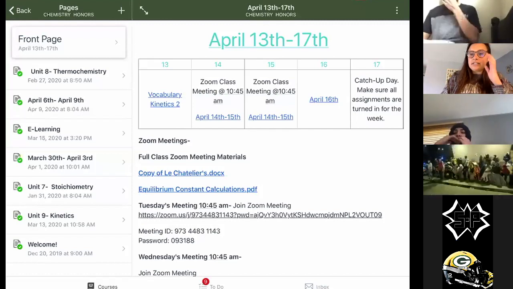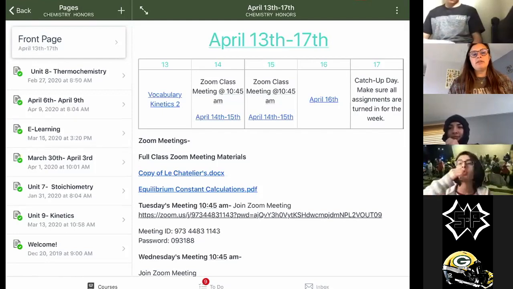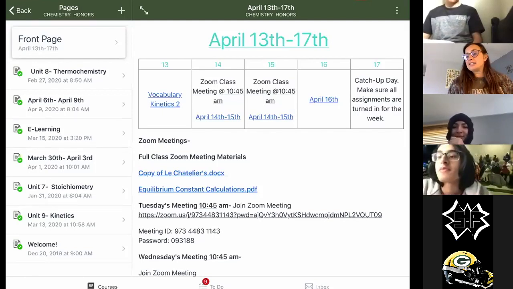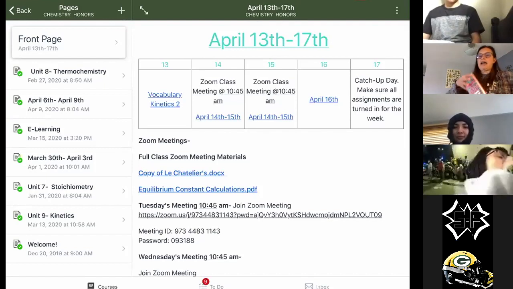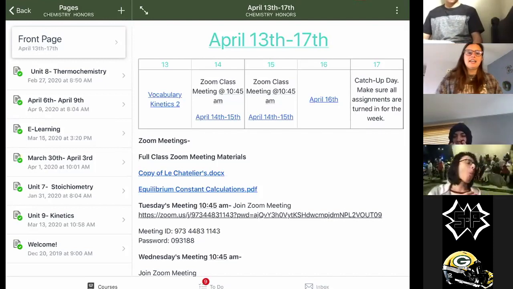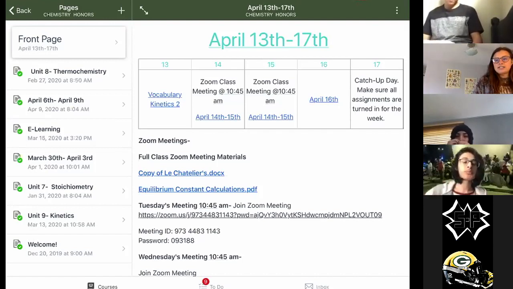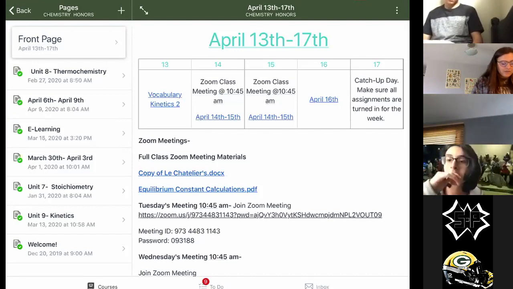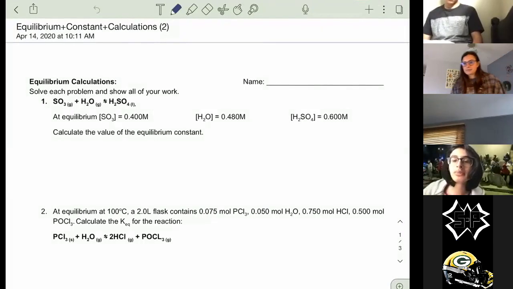The purpose of today's meeting is that we are focusing on our new content, which is equilibrium constant calculations. If you have a separate calculator, that would be handy because we are going to do some math. Your phone or your iPad will work, but I like the calculator. The first one you're going to click on in today's content is the equilibrium constant calculations. It should pull up like this.